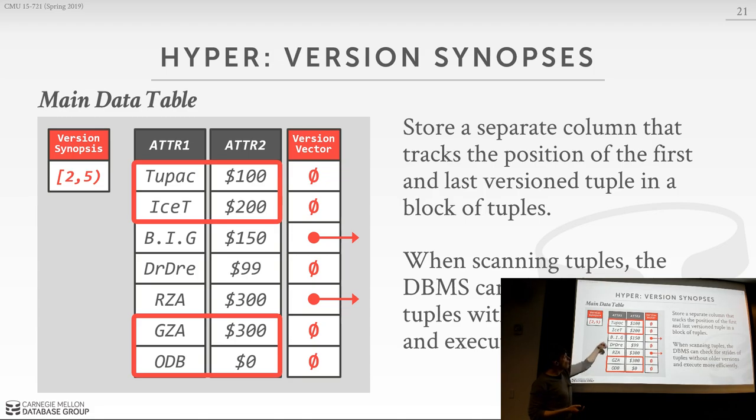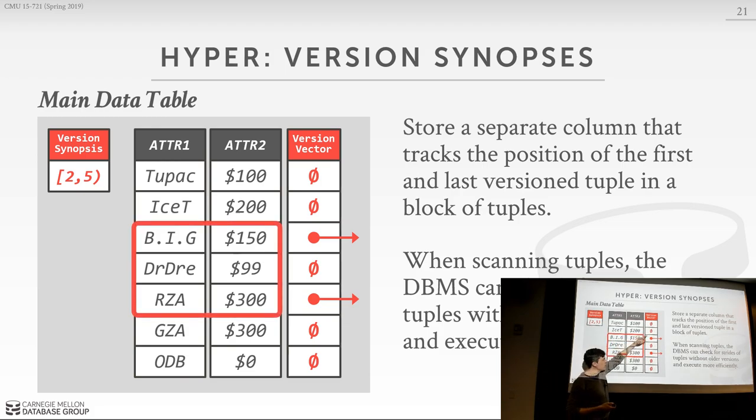So that means when I'm scanning along, and if I'm in this offset range, I don't need to check this thing at all. And that's a code path during query execution I completely ignore. Now I know I have no if clauses, and now I'm going to run much faster. And then for this range here, I have to go check the version vector for each one as I go along. Yes?